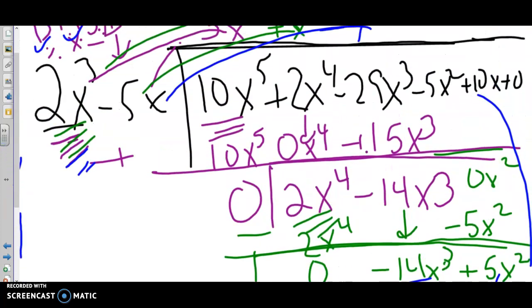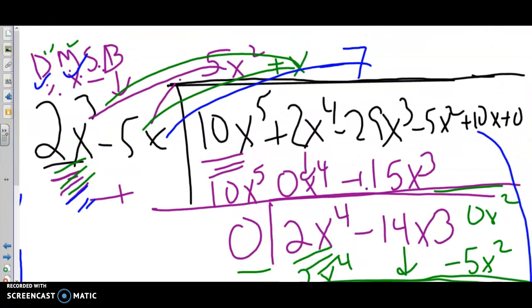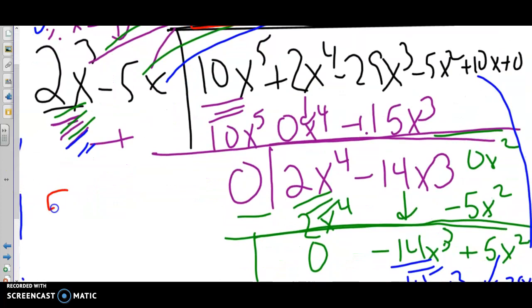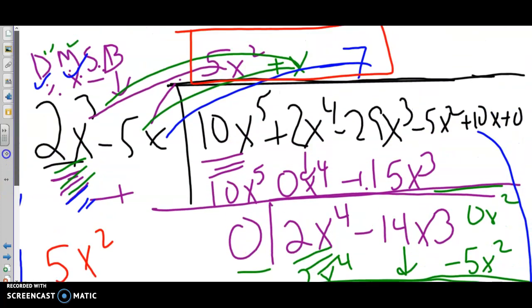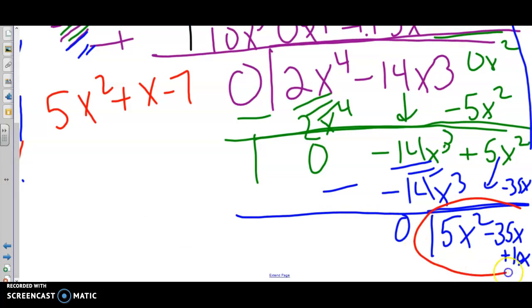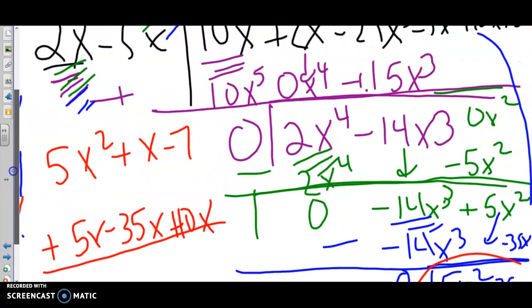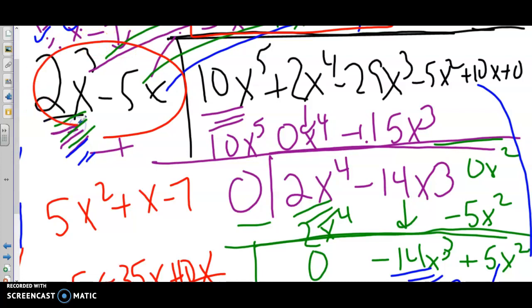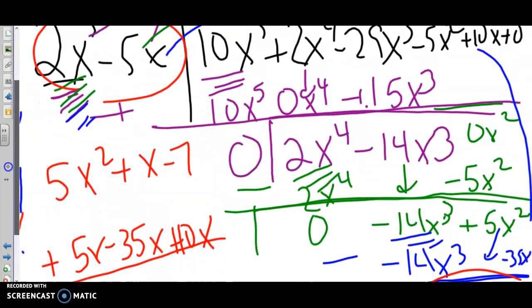So since we can't divide anymore, our whole number of our answer, okay, is this right here. So our answer is going to be 5x squared plus x minus 7. And then this is our remainder down here. If we have stuff left over down here, that's our remainder. So just like mixed numbers, when we divide, it's going to be plus 5x minus 35x plus 10x. And we always divide by our divisor, what we're originally dividing by, which is this term right here. So that becomes our denominator of our remainder.